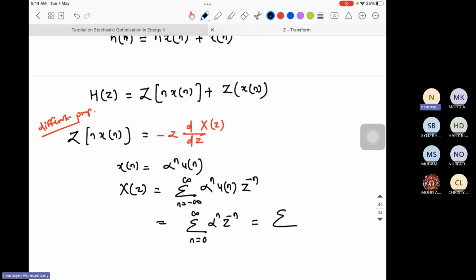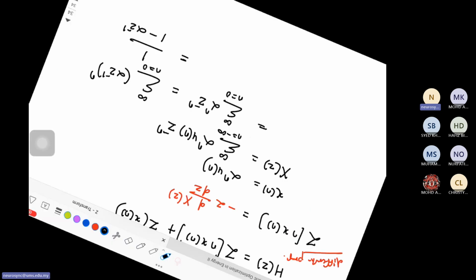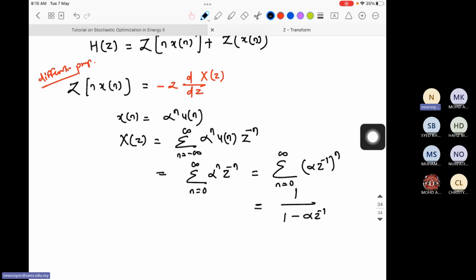So we know that this is equal to the sum of alpha z to the power minus 1 to the power n, which is equal to 1 by 1 minus alpha z inverse. Here we say that the region of convergence will exist for mod of z greater than alpha. Correct?